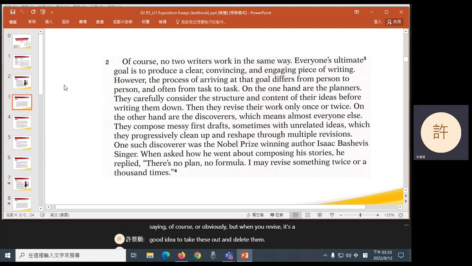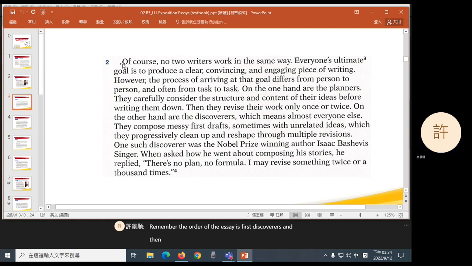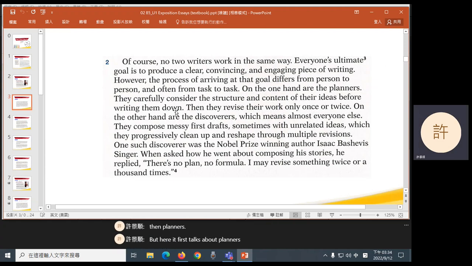The other problem is, remember, the order of the essay is first discoverers and then planners. But here, it first talks about planners, and then it talks about discoverers. Now, again, readers can sometimes be confused if this order does not fit the order of the essay. It's always a good idea to make sure that the order on both sides is the same order.